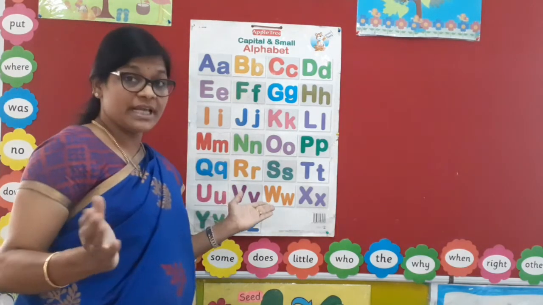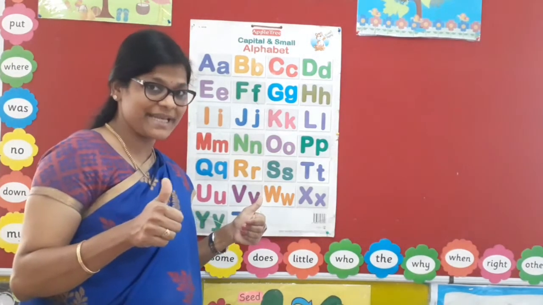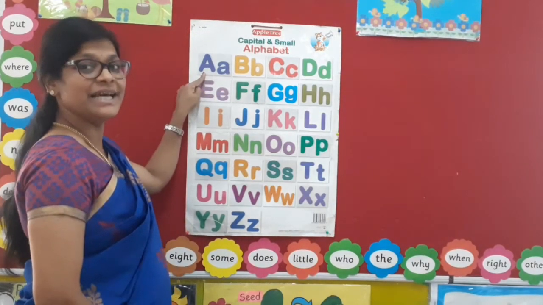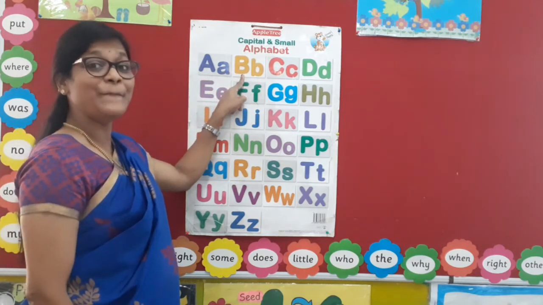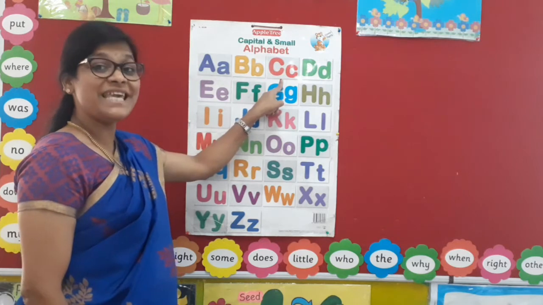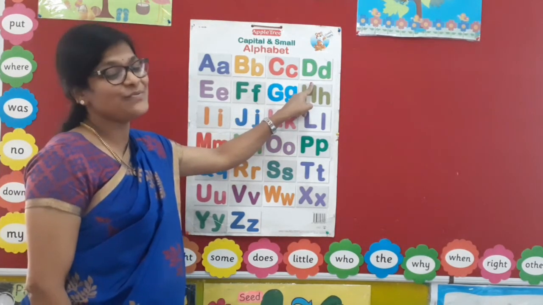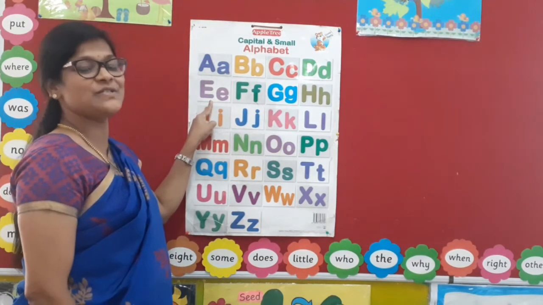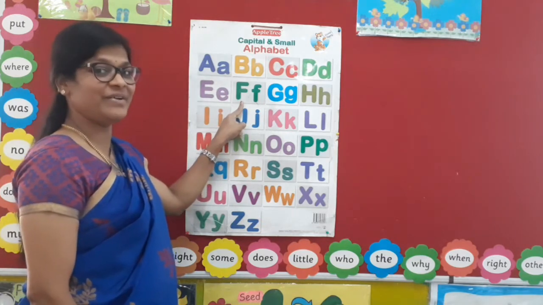As I point to the letters, you should identify and say the letter name correctly. Are you all ready? Come on. What letter is this? Yay, you're all right. B, very good. C, well done. D, very good, kids. E, superb. F, very good.